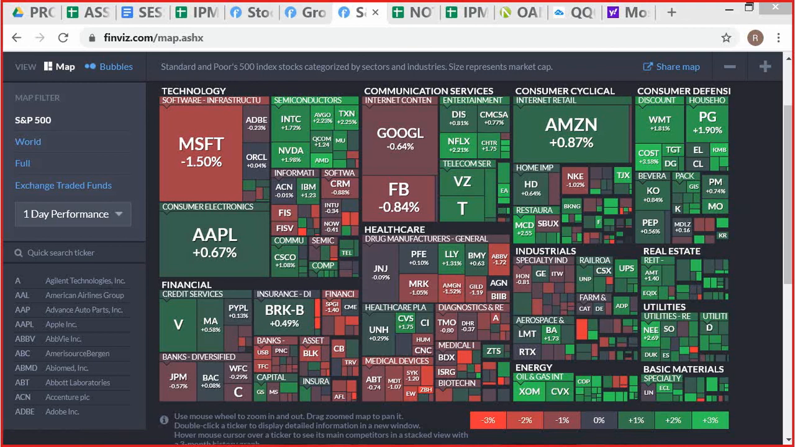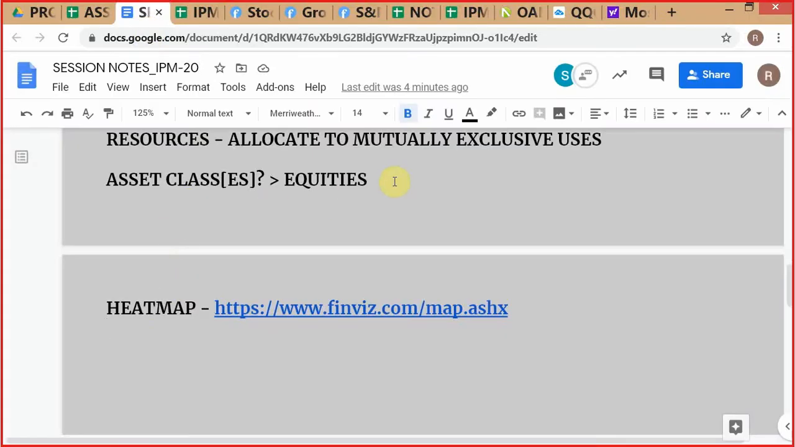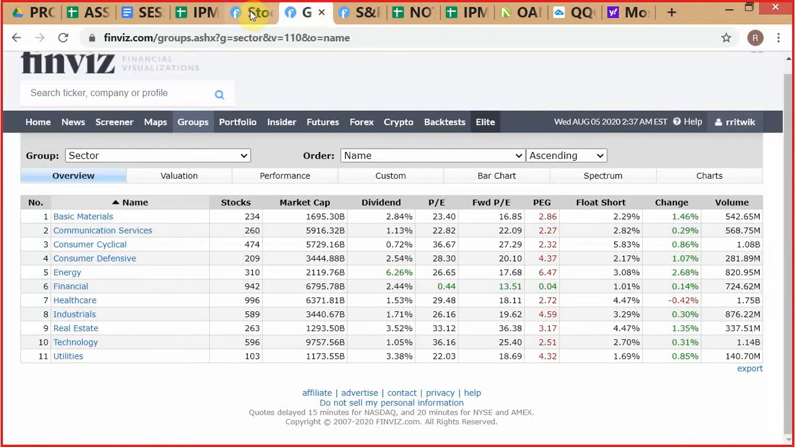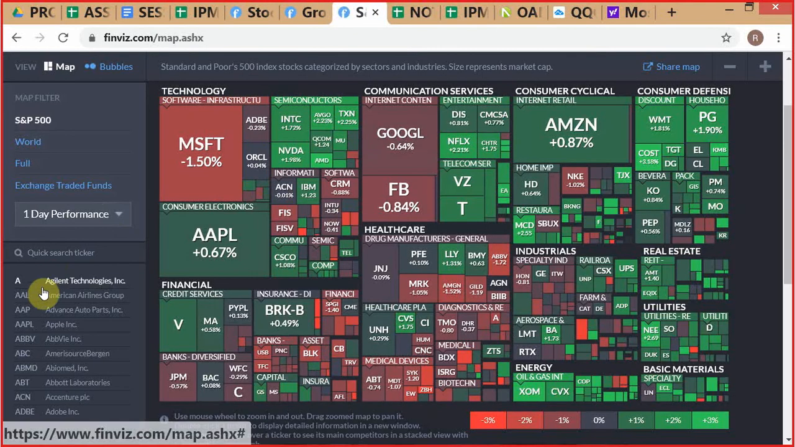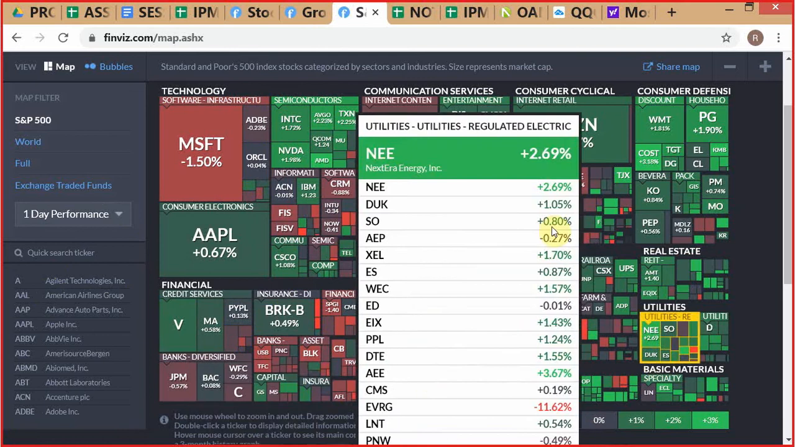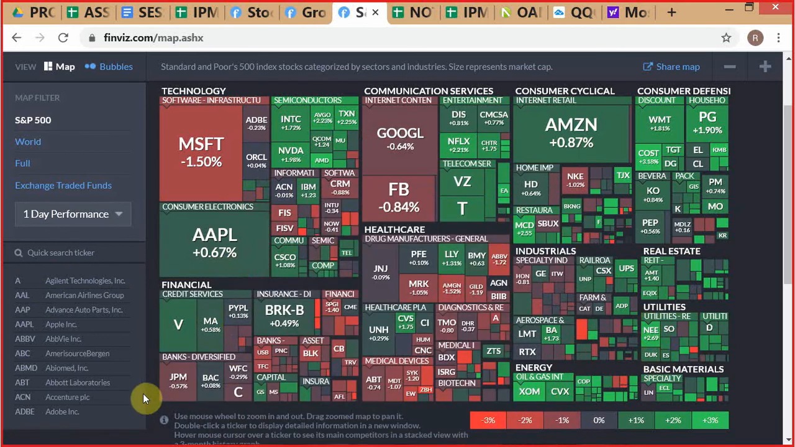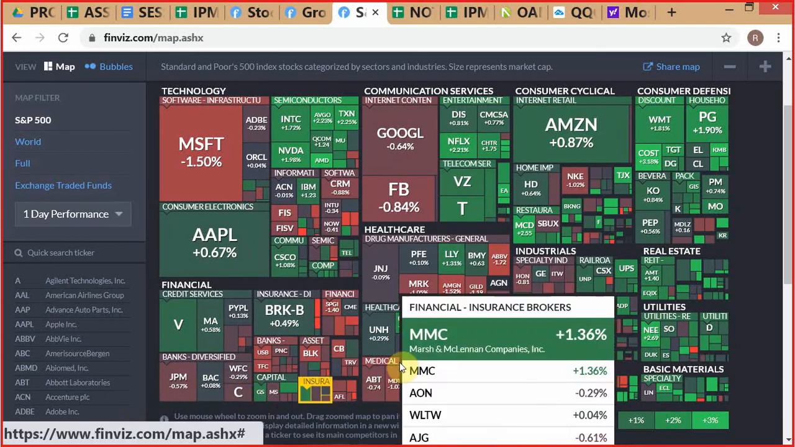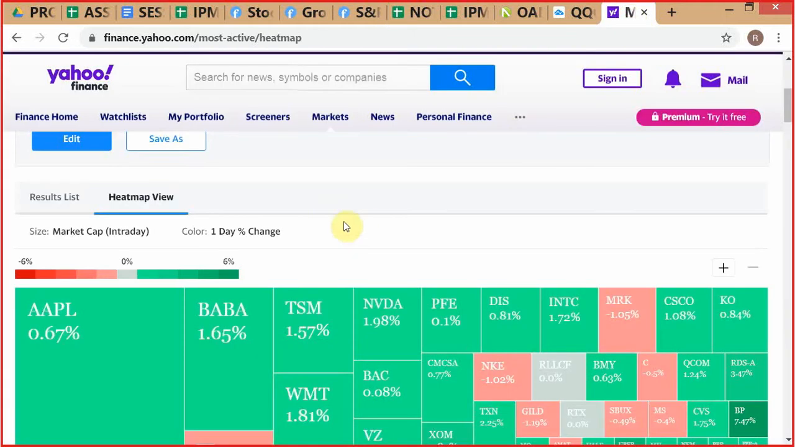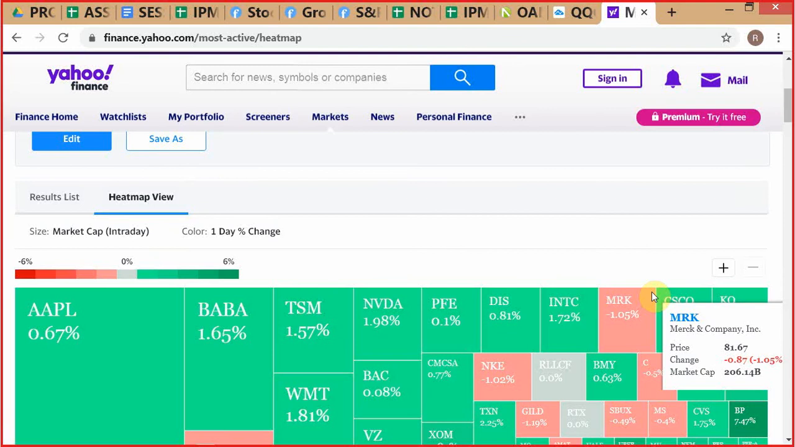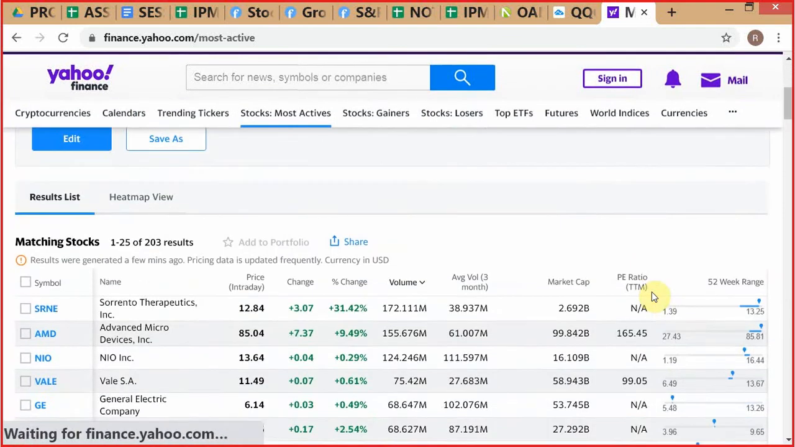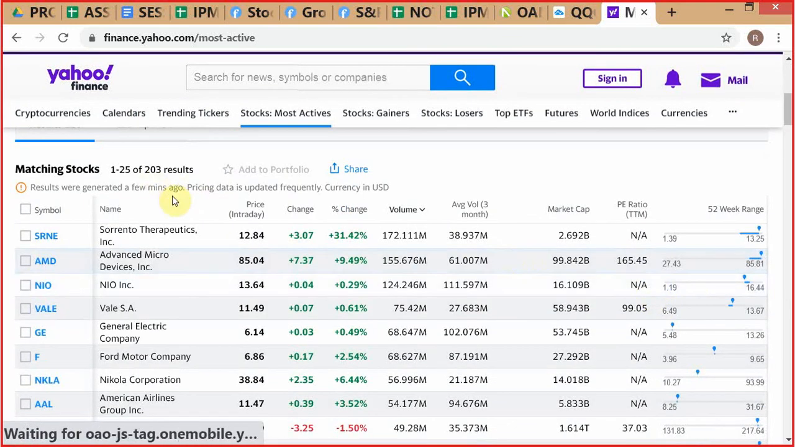So the point of showing this heat map was, what was my point? I was coming to the second decision problem. Now, I have already decided that I'm going into equities as far as asset class is concerned. But when I go to the heat map, and I see all these stocks, look at the number of stocks. I see so many stocks, all right? So I get confused. Look, when I go to the most actives, or let me just, this heat map view is not very, let's look at the listing view, that is better. I look at the most active stocks and I see, oh my God, there are 203 stocks.